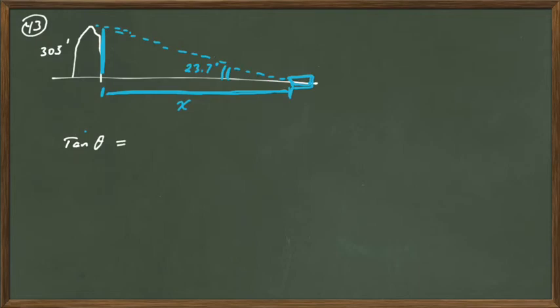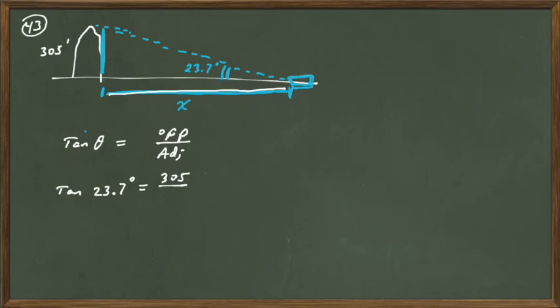Tangent of theta is equal to opposite over adjacent. So the tangent of 23.7 degrees equals the opposite, which I know to be 305. What I'm trying to find is the adjacent side. So that's what I don't know. So I'll call it x, I guess. That's what I called it up in my picture. So if you were to cross multiply, you'd have x times the tangent of 23.7 degrees equals 1 times 305, which is 305.